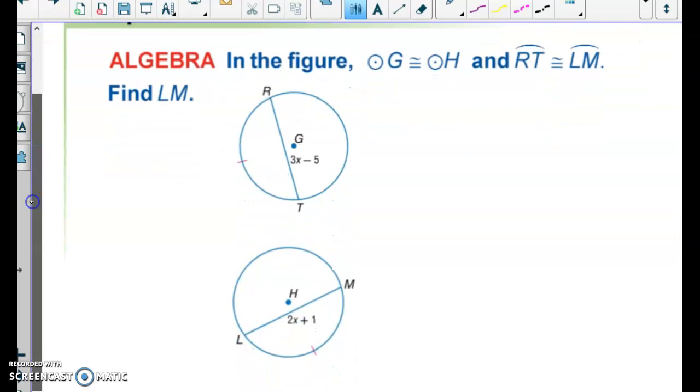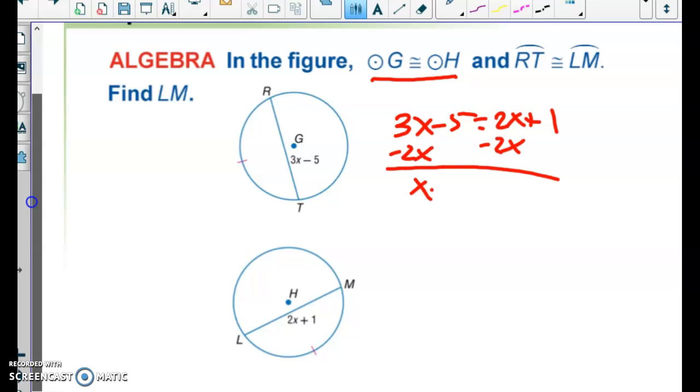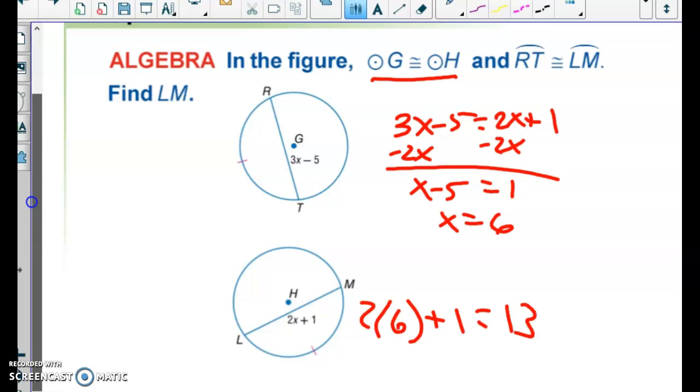Same deal with this one. If they are congruent, then we know that 3x minus 5 is equal to 2x plus 1. Subtracting 2x from both sides gives me x minus 5 equals 1. X must be equal to 6, so I'm going to plug 6 in here, which gives me 13.